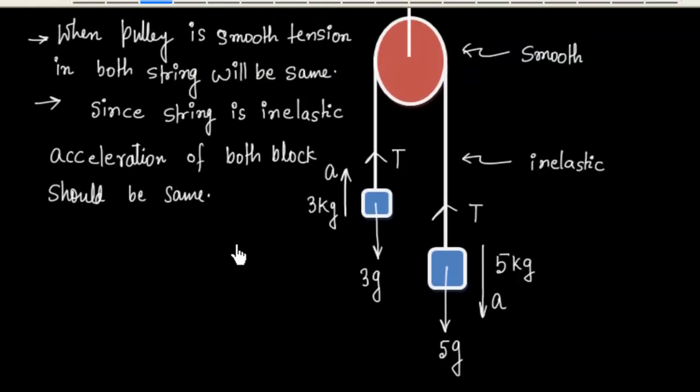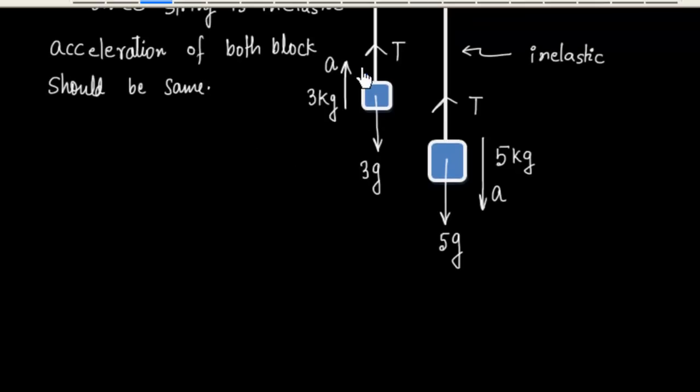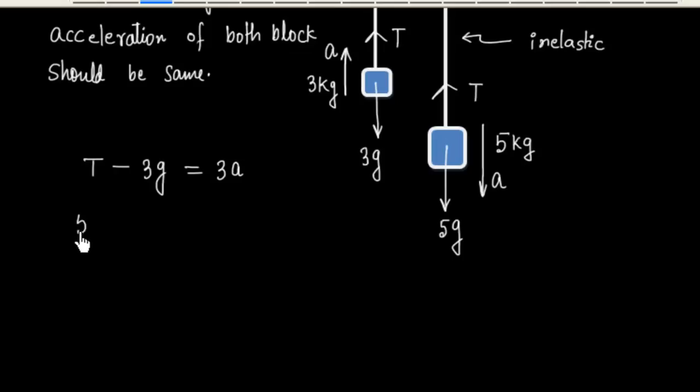We can write equations from this free body diagram. This mass is going up, so let us say upward forces are positive: T minus 3g is equal to mass into acceleration, so the mass is 3 and the acceleration is a. For this mass going down, let us say downward is positive. The force in the downward direction is 5g minus T is equal to mass into acceleration, so mass is 5 and acceleration is a. So we have these two equations.